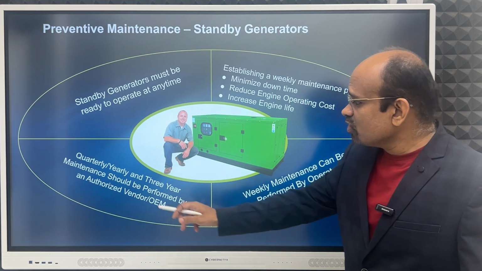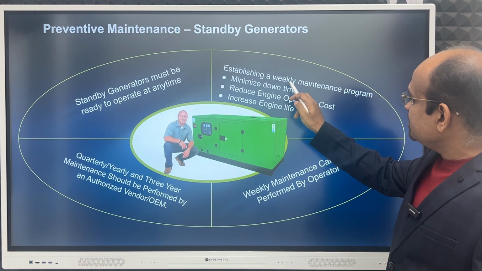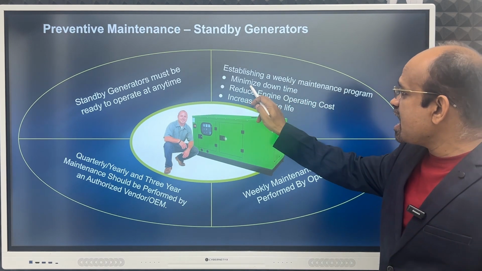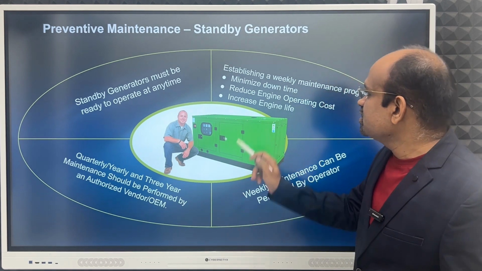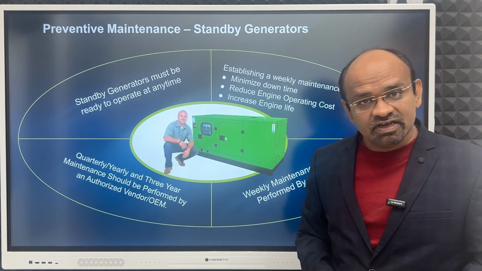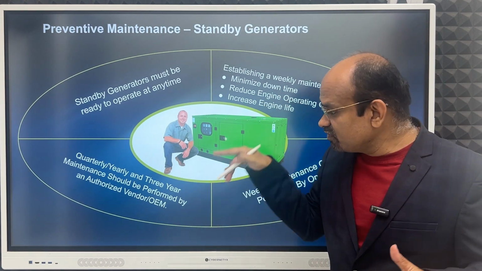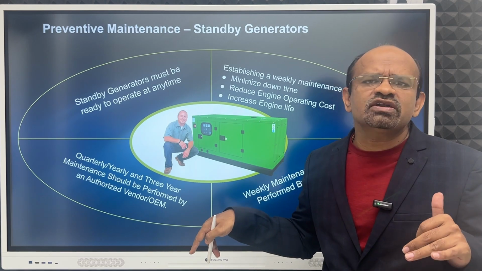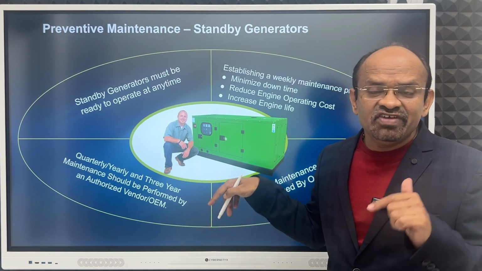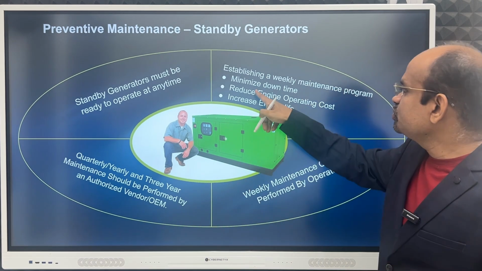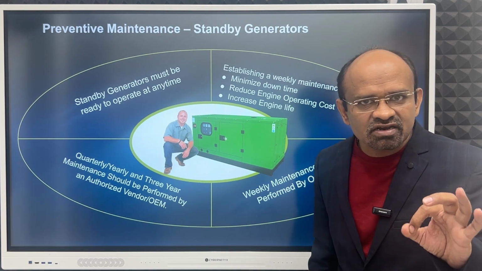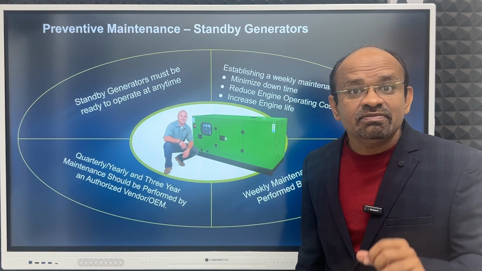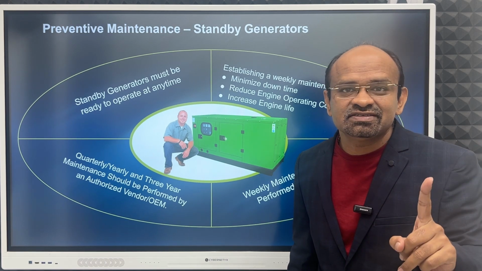Then, establishing a weekly maintenance program. What does it do? A weekly maintenance program is very important. It minimizes downtime. Now that you have checked everything, we will see what you need to do weekly for the generator, so that you will minimize the downtime. There will not be any downtime. For a data center, 1 minute of downtime is like losing millions.